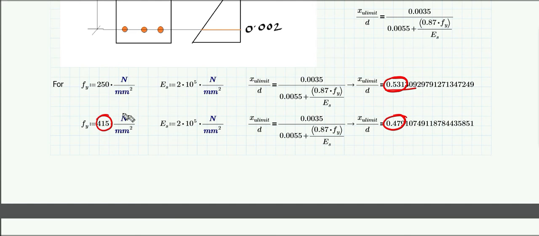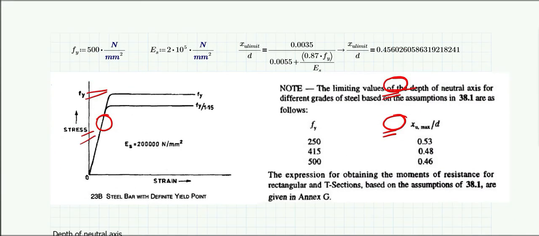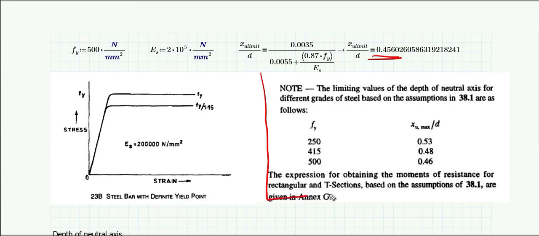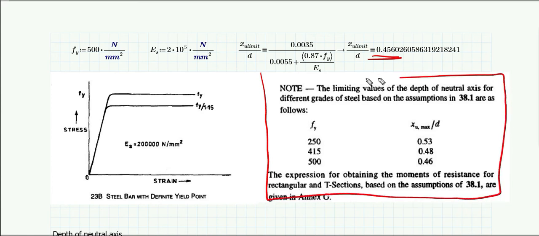So for Fe250, this XU limit by D ratio is 0.53, for Fe415 it is 0.48, and for Fe500 it is 0.46, or 0.456. Basically 0.46. This is already given to you in a note in the IS456. You can see over here the limiting values of depth of the neutral axis for different grades of steel based on the assumption in clause 38.1 are as follows.